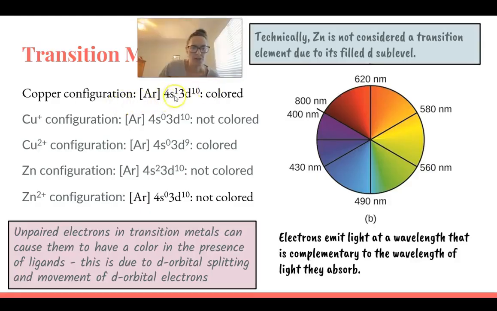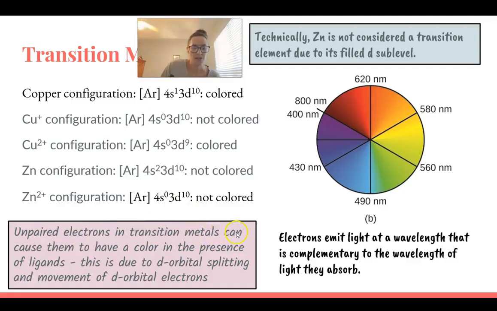So copper normally has this 4s1 3d10 configuration, so it has a color because of the unpaired electron here in the 4s sublevel. But for example, Cu+, which loses that 4s electron, does not have a color because its sublevel is filled. Cu2+, however, is colored because it loses an electron from the 4s sublevel and the 3d sublevel. So you can see we have unpaired electrons in this 3d sublevel. So you might glean from this that unpaired electrons have something to do with the color of the element, and that is correct. So why is this the case?